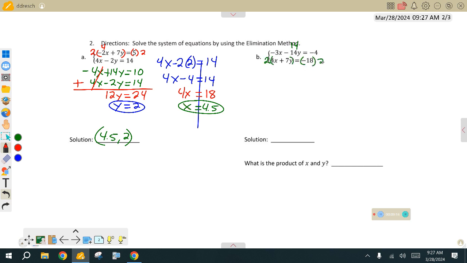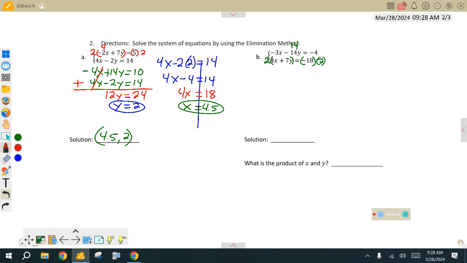2, I heard. So I'm going to multiply that bottom equation by 2. That top equation is good, it's ready to go. It's that bottom equation you want to multiply by 2, because multiplying by that 2 is going to make that y become a 14. All right, let's do that.